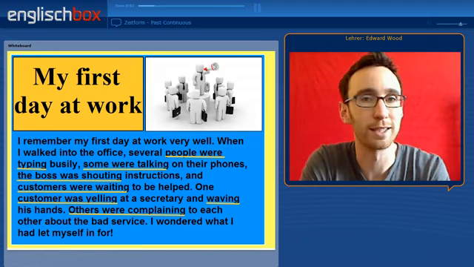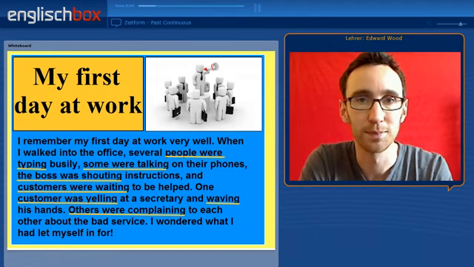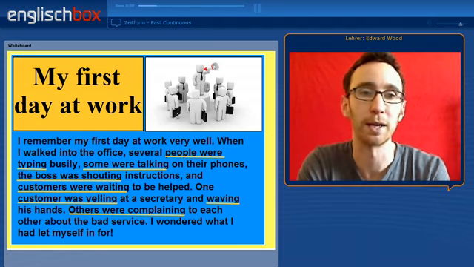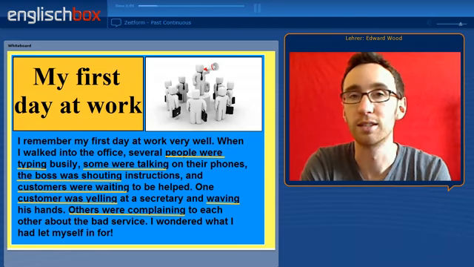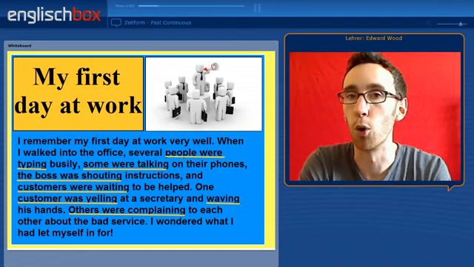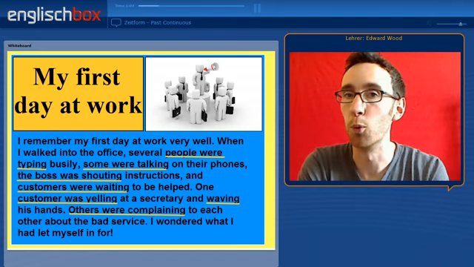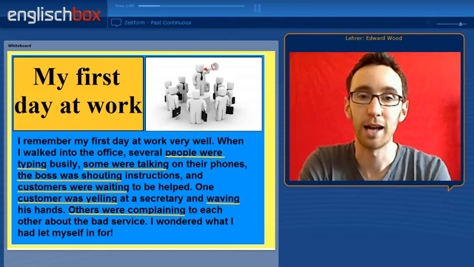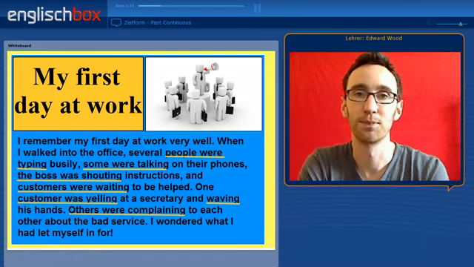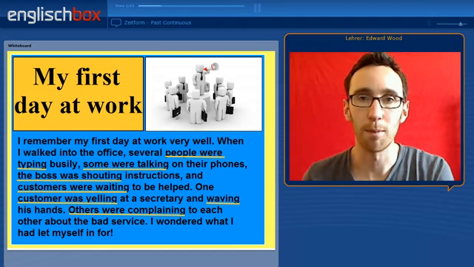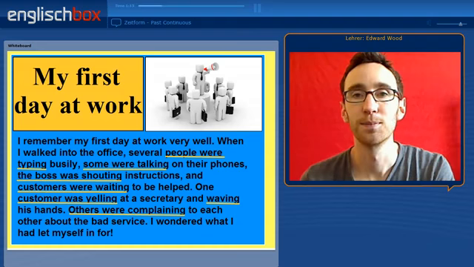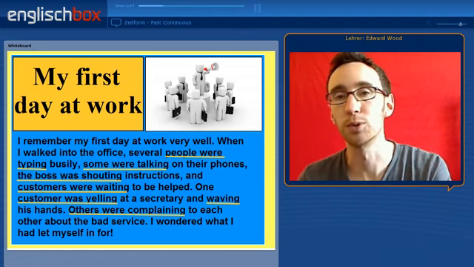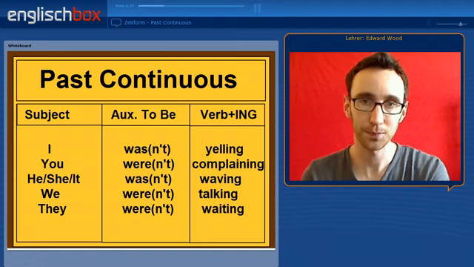So, did you spot the examples of the past continuous? We have numerous examples, such as people were typing busily, some were talking, the boss was shouting, customers were waiting, a customer was yelling, and others were complaining. These are all examples of the past continuous. So how do we form the past continuous, and when do we use the past continuous?